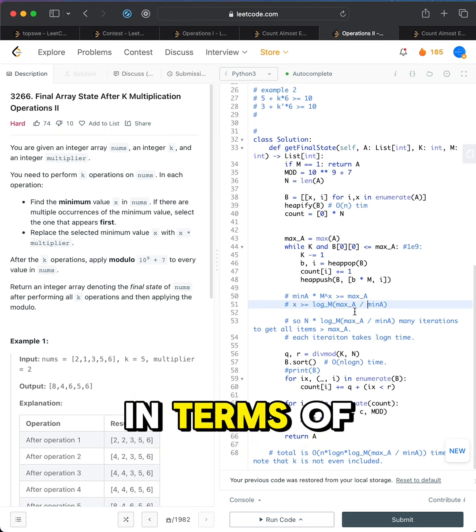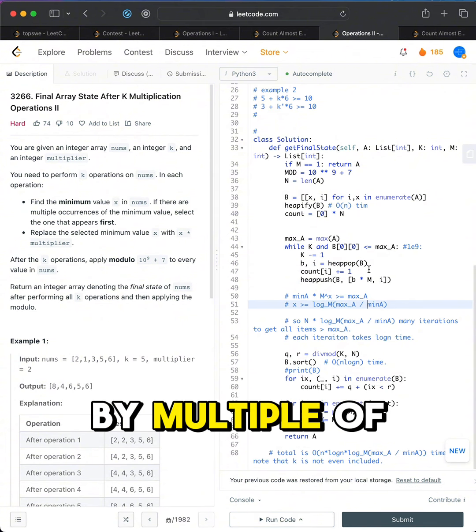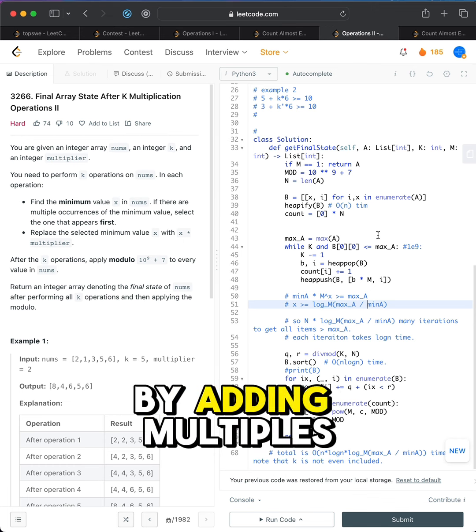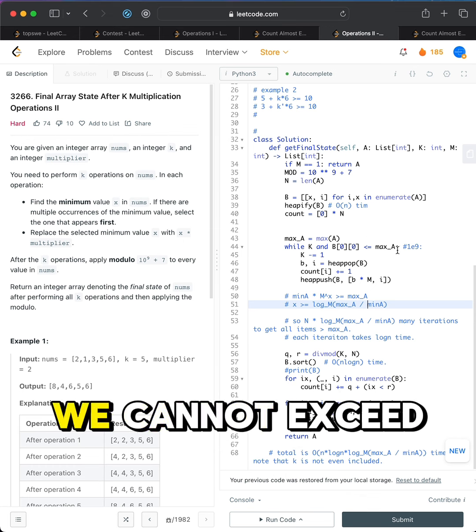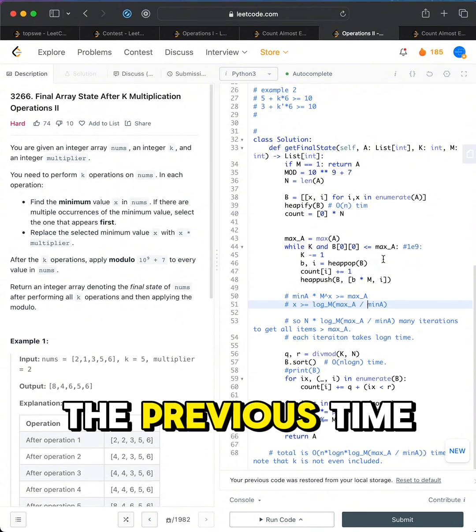This means that in terms of logarithms, we basically only increment each number by a multiple of log m. Now imagine we have some threshold, for instance the maximum number in the array. When we go above this threshold by adding multiples of log m, we cannot exceed by more than log m, since we would have stopped the previous time.